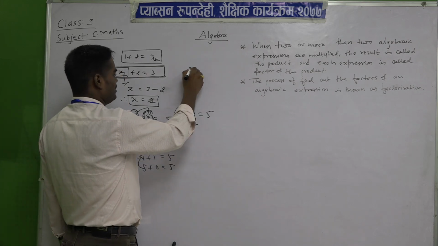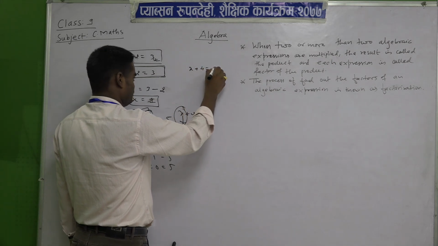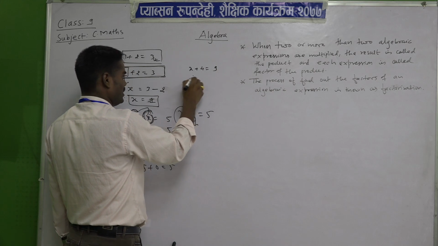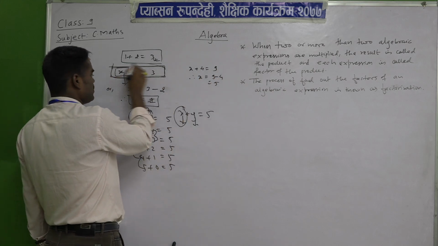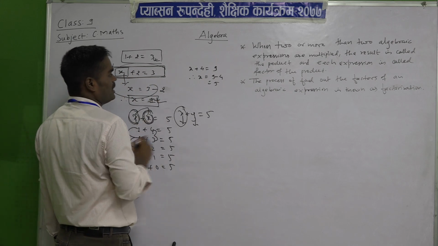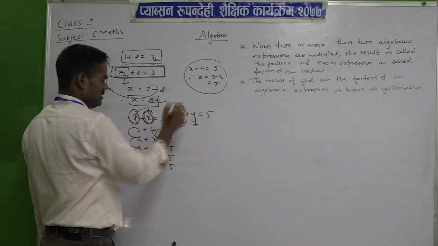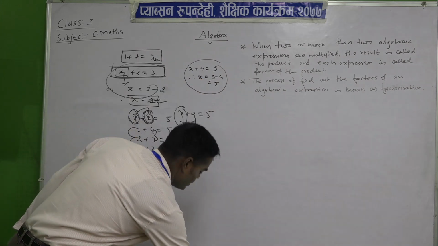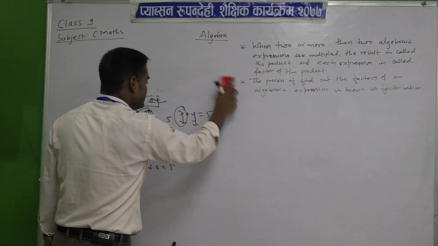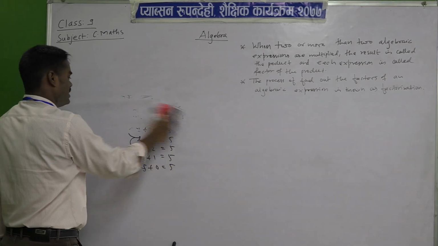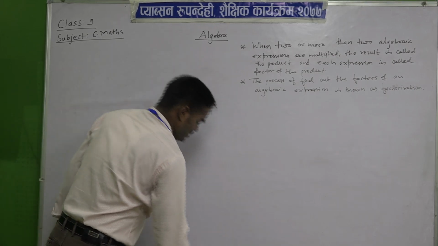Suppose here I have taken x plus 4 equals 9. Therefore, x equals 9 minus 4, equals 5. In this question the value of x is 1, and in this question the value of x is 5. So there is no fixed value. If the value is not fixed, then such a number is known as a variable number.